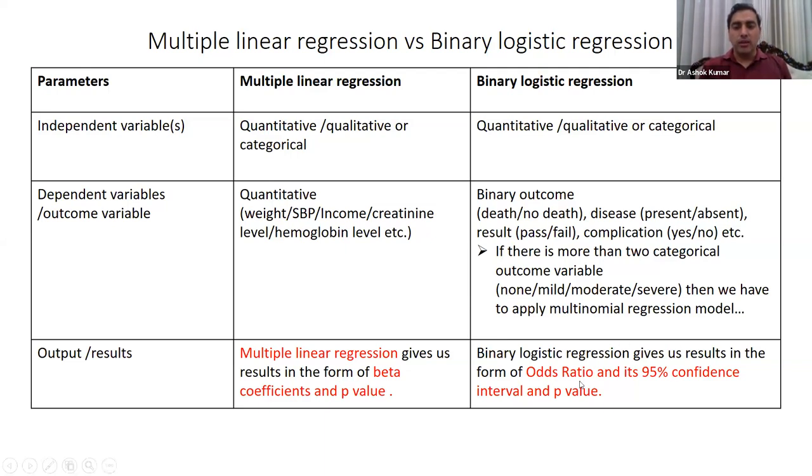For example, death or no death, disease present or absent, result pass, fail, complication yes, no, etc. If there is more than two categorical outcome, for example, none, mild, moderate, severe, then we have to apply multinomial regression. You have to remember this. So outcome or result in multiple linear regression, it gives beta coefficient and p-value. But in case of binary logistic regression, it gives in the form of odds ratio and its 95% interval and p-value.